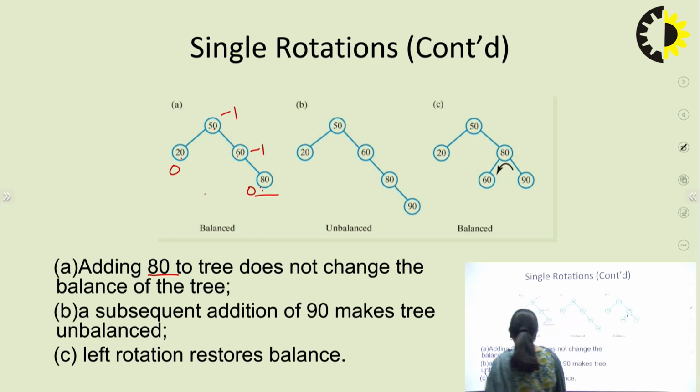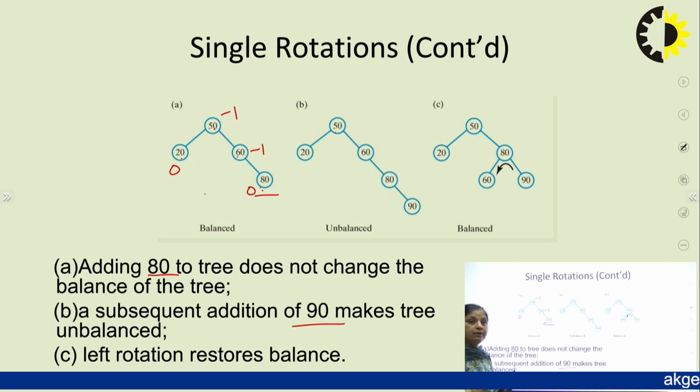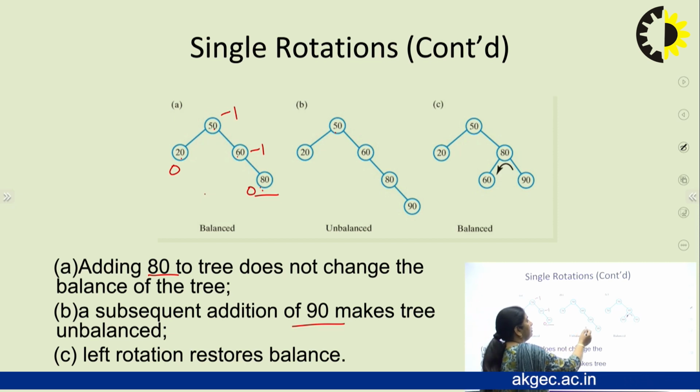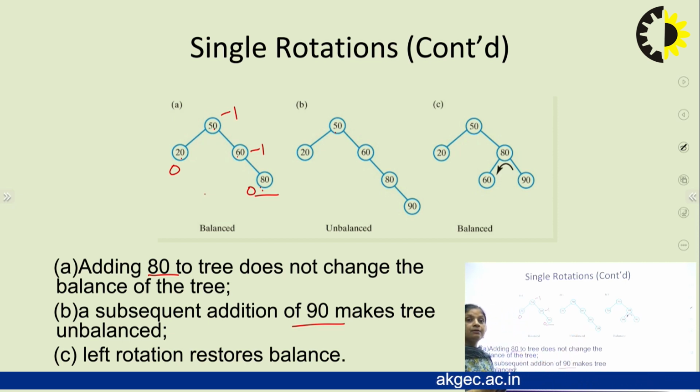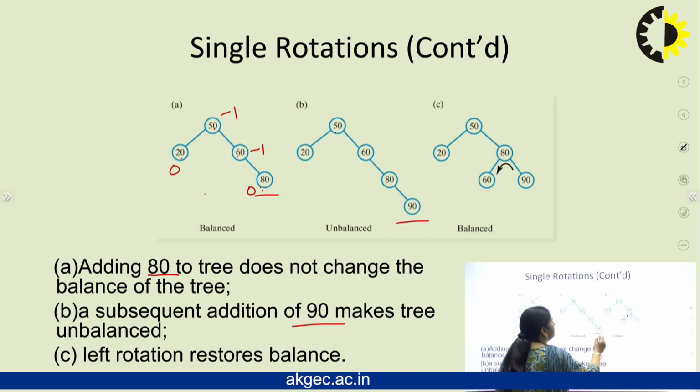Okay, after that we inserted 90. When we inserted 90, 90 is greater than 50, so we went to the right side. Then we compared with 60. As it is greater, we went to the right side, 80. As again it is greater, we went to the right side, which was empty. So we inserted 90 here.